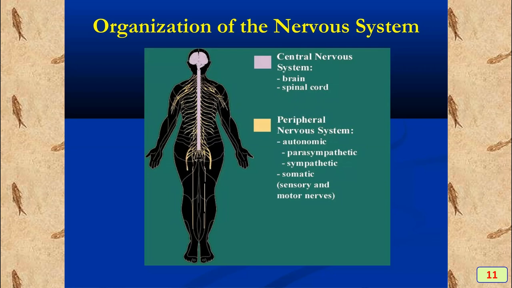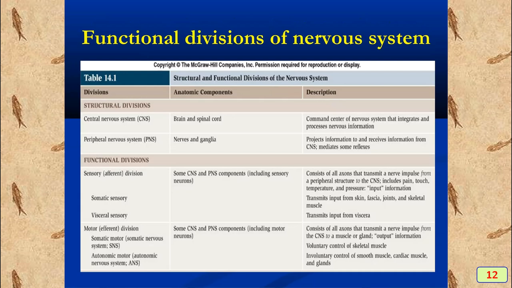Both sensory and motor nerves are somatic nerves. Soma means body, and they are also called voluntary nerves. So it is an admixture of the sympathetic, parasympathetic, and autonomic nervous systems. The functional divisions of the nervous system are classified into the central nervous system and the PNS, which contain the brain and spinal cord, and the nerves and ganglia, respectively.